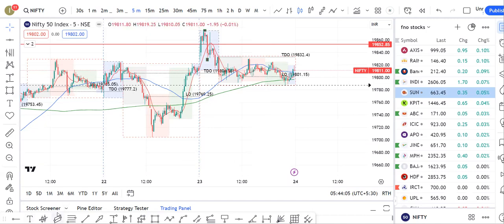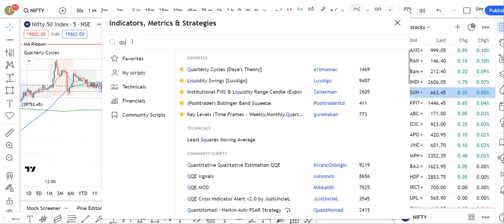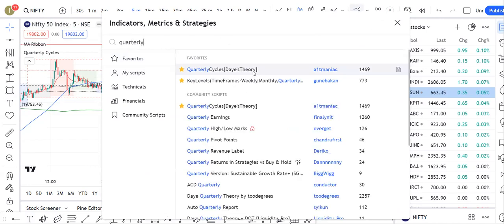I have also indicated quarterly, this you can apply quarterly cycles. I had shown you, again I'm going to show it to you in the indicator. If you type quarterly cycles by days theory, this is inner circle traders theories. Actually they have developed because market usually undergoes through 4 phases. That is accumulation, manipulation. After the manipulation, there will be expansion or the distribution phase.